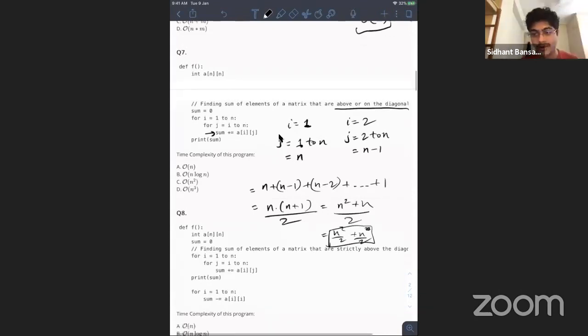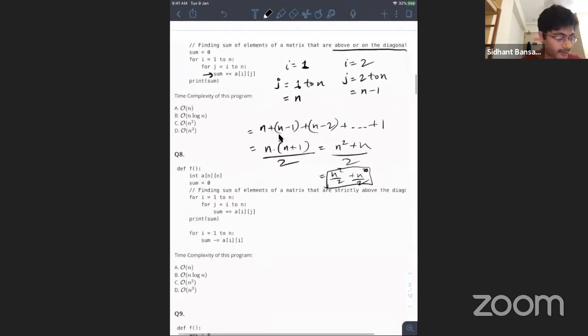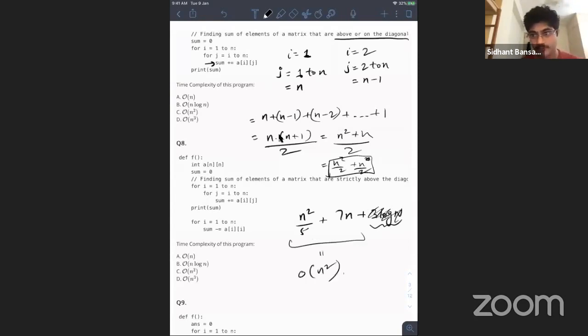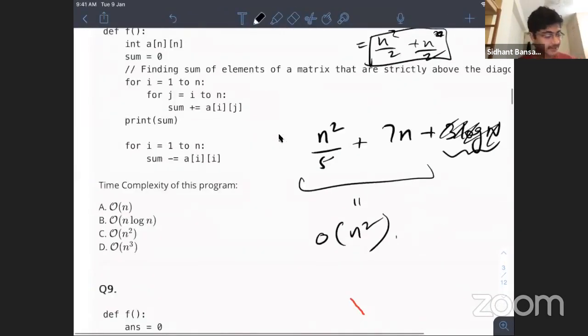Another thing in complexity analysis: if you have a polynomial in n, let's say n square by 5 plus 7n plus 3 log n. Obviously log n is not technically a polynomial in n, but first ignore this. If you have something like this, you just say it's order n square. You just pick the highest power.